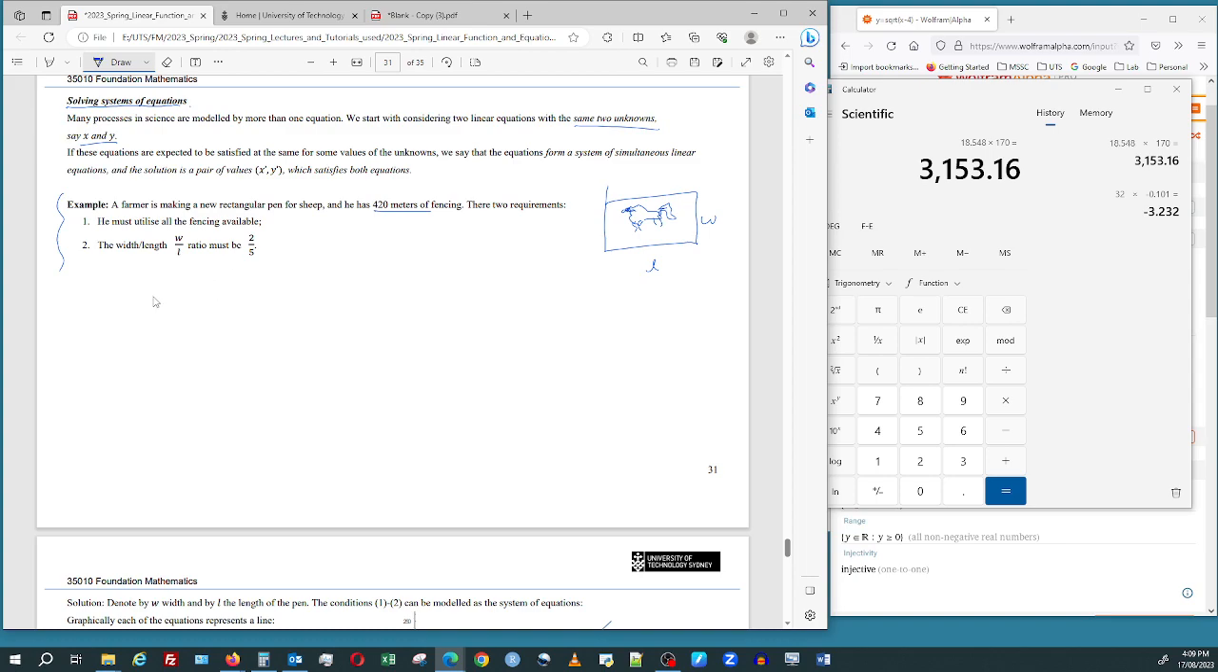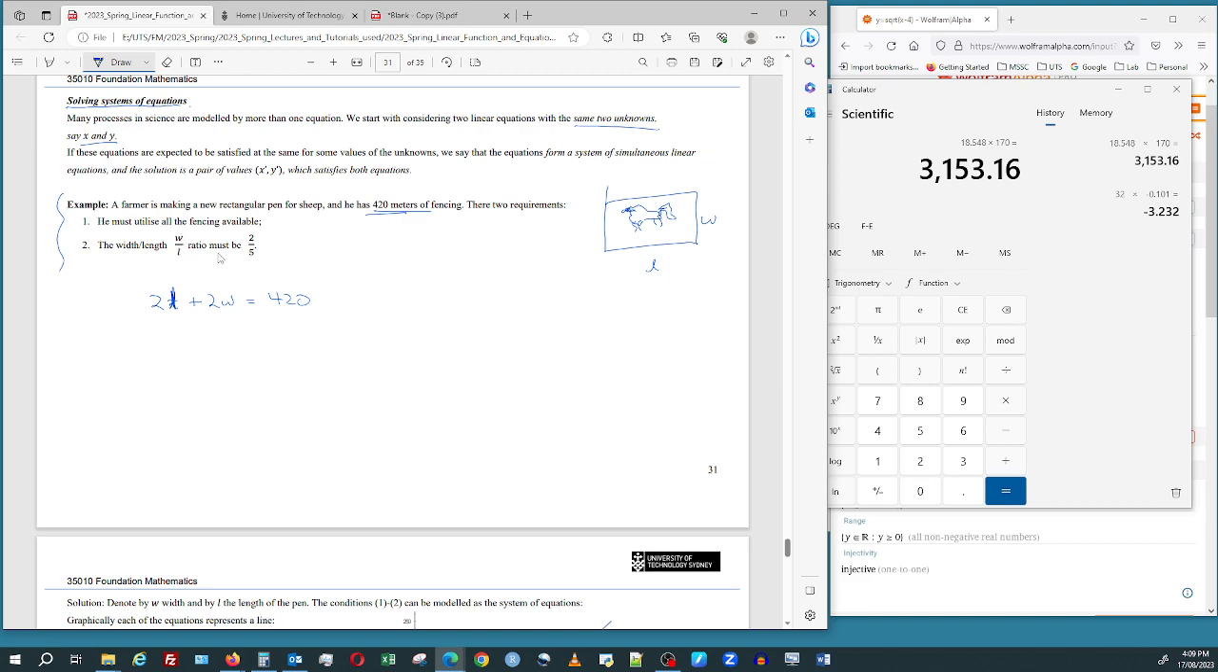So, 2 lengths plus 2 widths must equal 420. Okay, 2 lengths and 2 widths. Not a T, that's an L. Alright. Now, what else do we know?